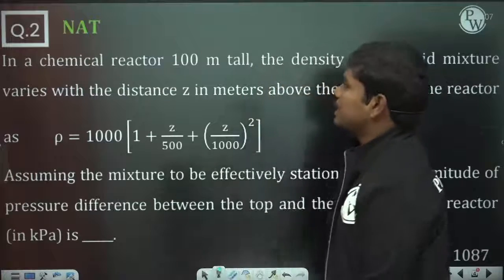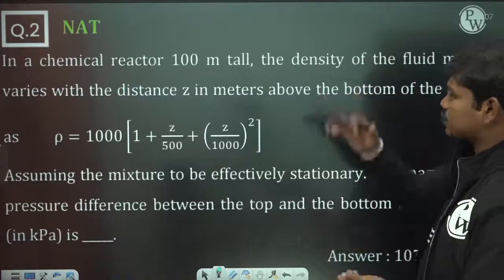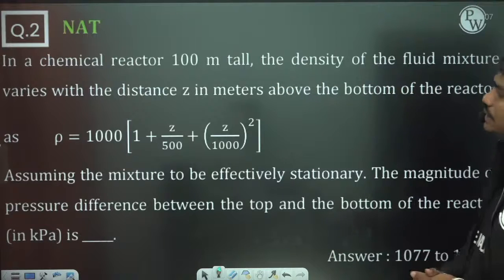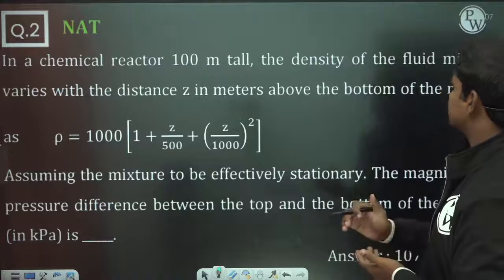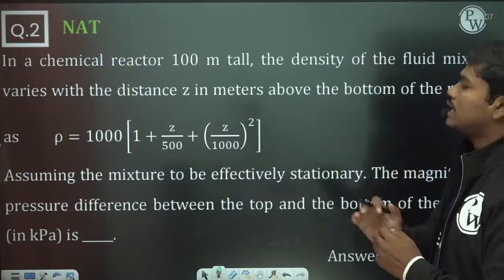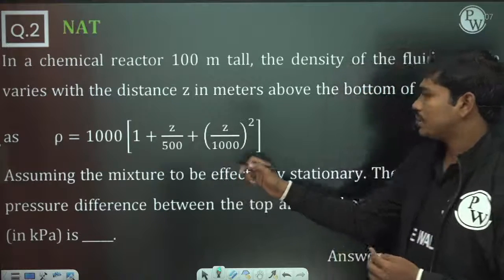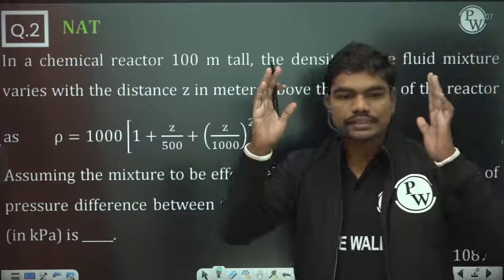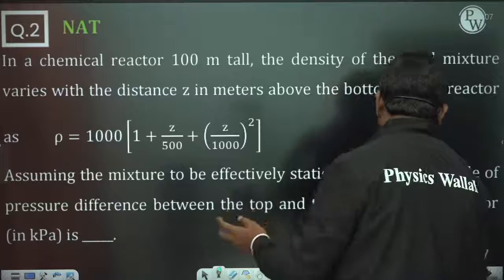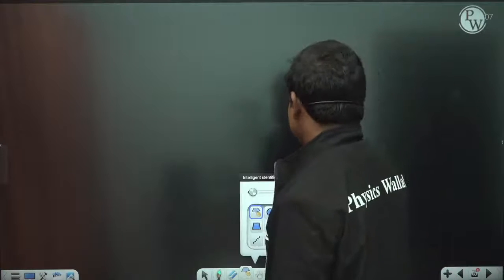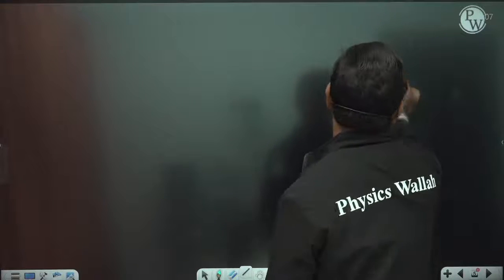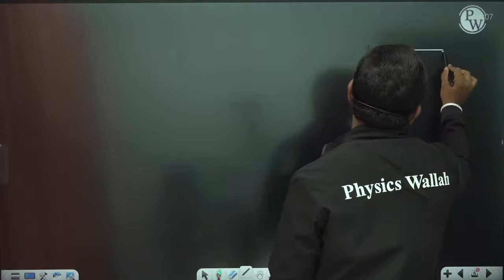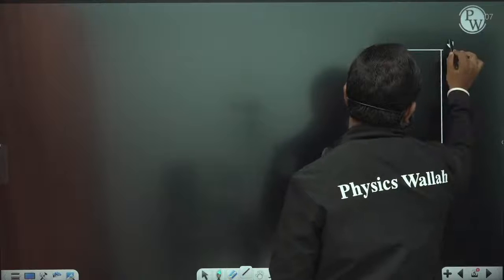So second question: in a chemical reactor 100 meters tall, so there is a chemical reactor of 100 meters height. The density of the fluid mixture varies with distance z in meters above the bottom of the reactor as rho is equal to 1000 times (1 plus z by 500 plus (z by 1000) whole square). Okay, so there is a big chemical reactor. Normally we see a lot of reactors in chemical industries, like in HPCL also I have seen a few.